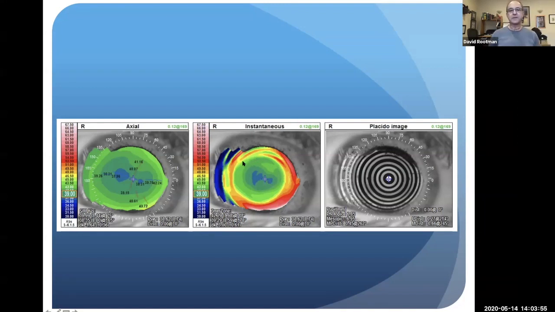It also gives us a pretty good idea of the centration of the treatment zone. And if you look over here on the right, from the rings, it would be hard to distinguish exactly if this patient has had refractive surgery in the first place and what kind of refractive surgery they've had. So the color-coded maps really do help us out in that regard.